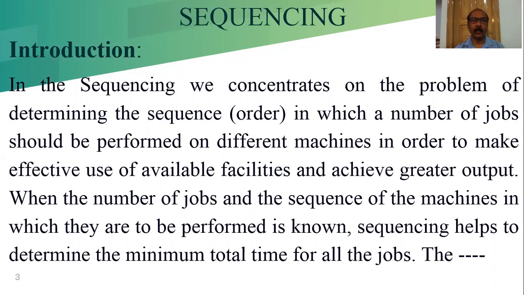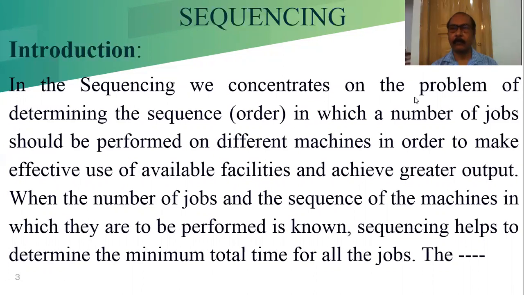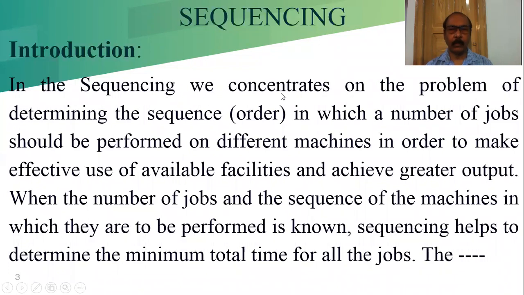Suppose there are 3 or 4 jobs processed through 2 or 3 machines. It may be more than 2 machines. We have to arrange the jobs in such a way that, when processed through the machines, our elapsed time should be minimum and idle time should be minimum. In sequencing, we concentrate on the problem of determining the sequence.